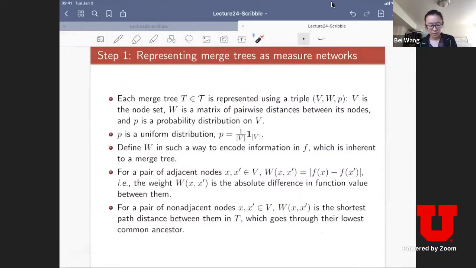So this is the measure network step that I was describing before. In order to find the coupling between things, I am going to define each of these merge trees as if there's a probability distribution on it. In this particular case, we're using a uniform distribution, meaning that if the size of my tree has V number of nodes, then every node has 1 over V probability. Basically, if you sum all the probabilities over the nodes, it sums to 1.